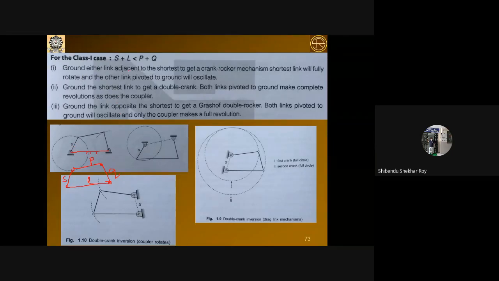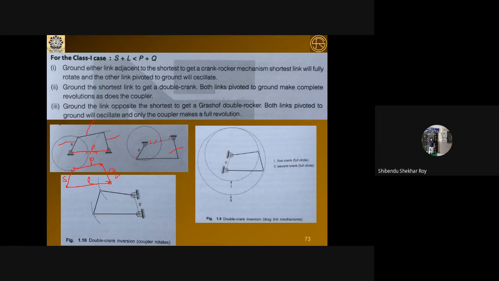The ground is either a link adjacent to the shortest one. This is the shortest link, and it will act as a crank because you will get the full rotation. One link will get the full rotation. Similarly, if the link opposite to this one is grounded, then also the shortest link gets the full rotation. This is called the crank, this is called the coupler, and this is called the follower. So you get two kinematic inversions when you fix L, and S will be connected to the fixed link and act as a crank. It is also true when you make P the ground, and the shortest link is connected with this one; again you will get the crank. S will act as a crank with full rotation, and this will be the follower having rocker motion.